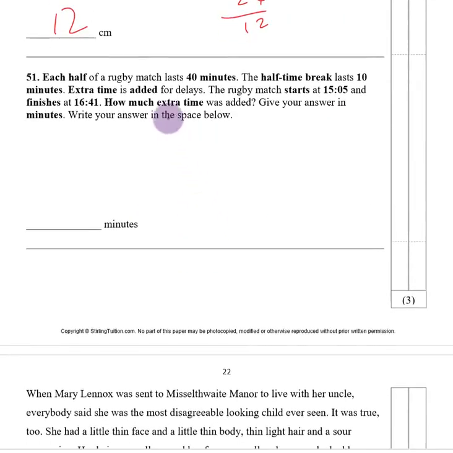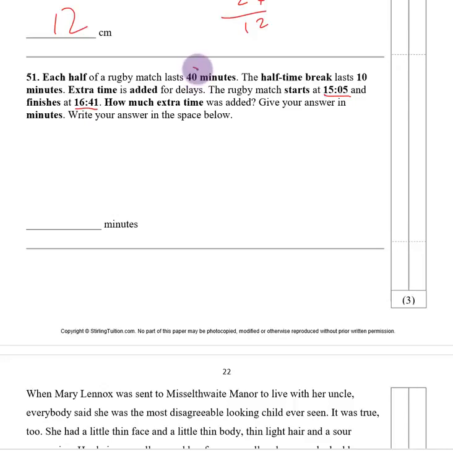And then final maths question. Each half of a rugby match lasts 40 minutes. The halftime break lasts 10 minutes. Extra time is added for delays. The rugby match starts at 15:05 and finishes at 16:41. How much extra time was added? Give your answer in minutes.